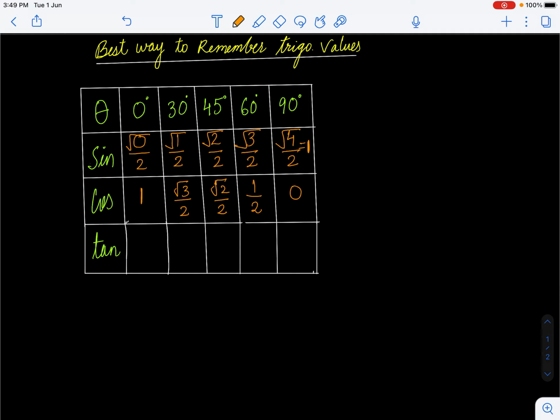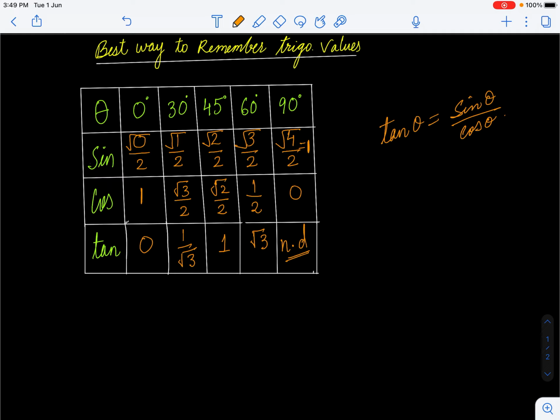Last is how to find tangent. Everyone knows tangent theta is equal to sine theta over cosine theta. So we know this. So just divide them. So 0 by 1 is 0. 1 over this is 1 by square root of 3. And this is nothing but both are same, so it should give you 1. What is this? Root 3. And 1 divided by 0. You can't divide 1 by 0. That is not defined. You can't divide any number by 0. That is not defined.